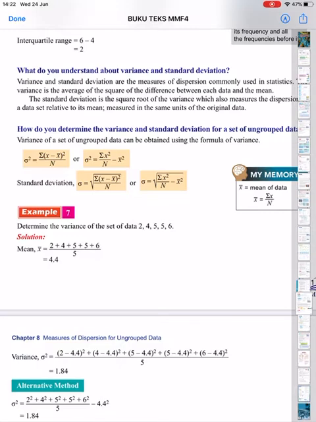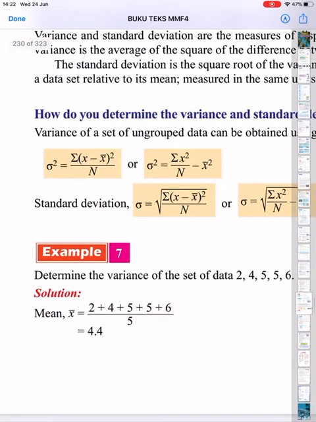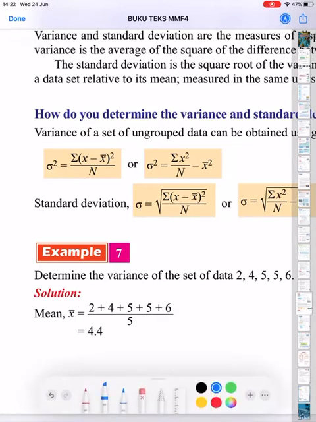If you just read through the definition of variance, it is quite hard for us to understand. So let's look at the formula. Here we have two formulas for variance. The symbol for variance is sigma squared.